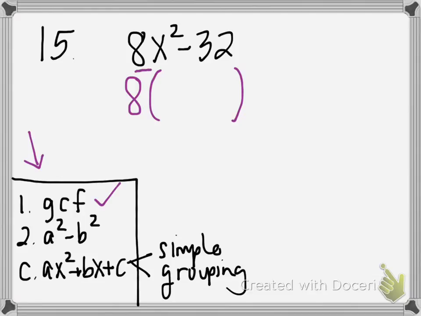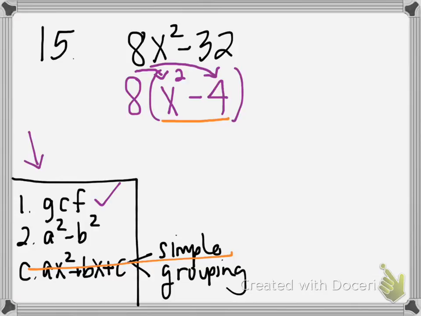So if I pull out an 8, 8 times what gets me back to 8x squared? Well, x squared, bring down the minus sign, and 8 times what gets me back to 32? Well, 8 times 4. I told you to always check what's left in the parentheses to see if it still can be factored any further. So ignoring the 8, if I just gave you x squared minus 4, is there any other method I can use to continue to factor that? Well, because it only has 2 terms, the only option would be method 2, difference of squares.